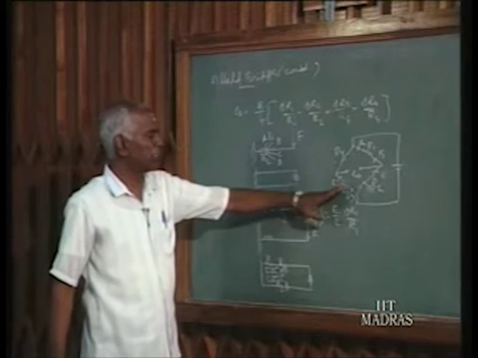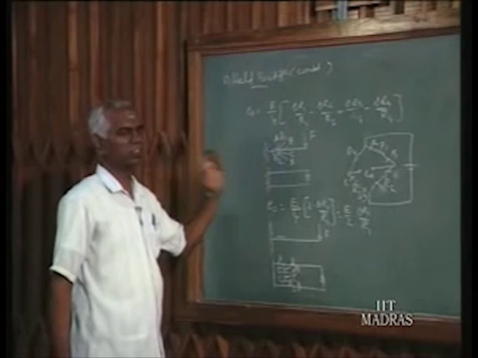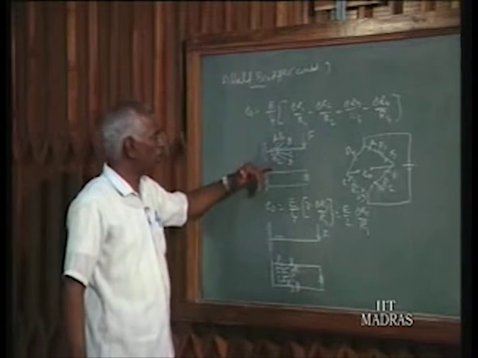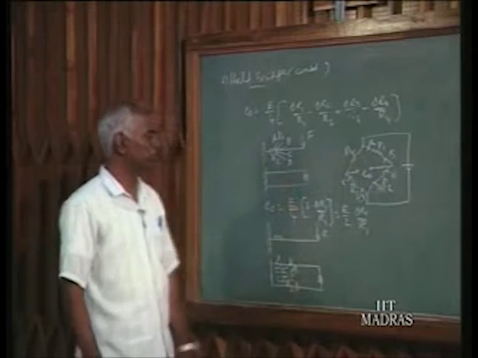Off bridge conditions you can realize only if you know the strain directions: positive strain, negative strain, or positive change or increase in resistance, or decrease in resistance, or both of them increasing resistance. Accordingly you have to connect in the bridge. This is what is very important.